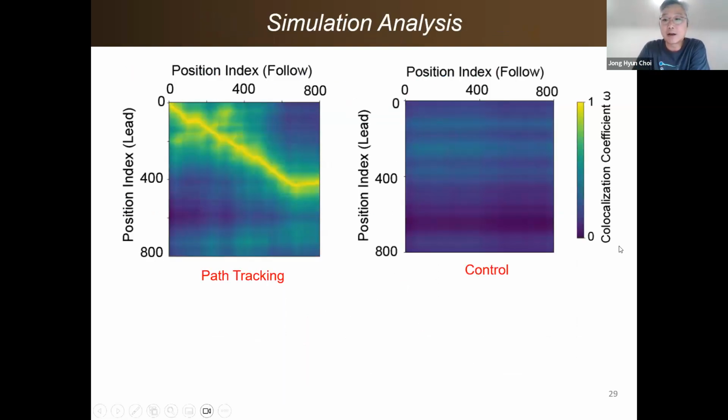So this is the colocalization coefficient in correlated path tracking and negative control. This is the position index of the lead vesicle, and on the x-axis, the position index of the follow vesicles. As you see, when there's a correlation, when the follow vesicles are tracking the lead vesicles, you see really high intensity along this diagonal. But in contrast, if it is seeded somewhere else, the follow vesicle doesn't do anything. You cannot really track the trajectory of the lead, so nothing happens.